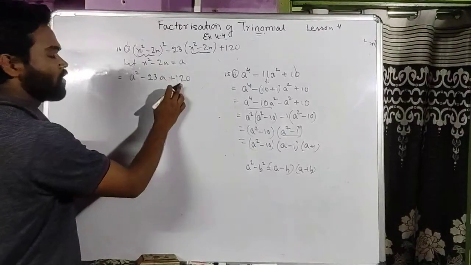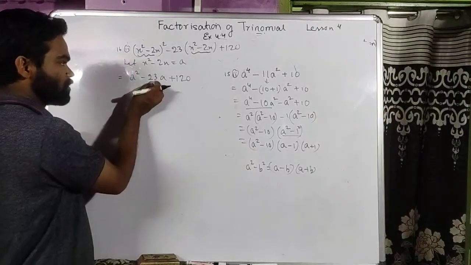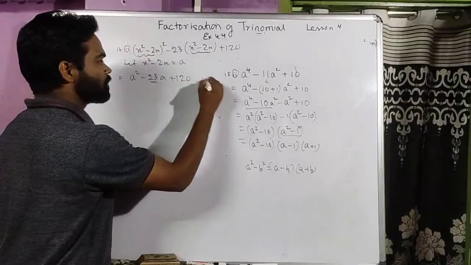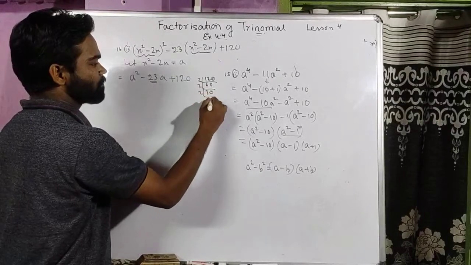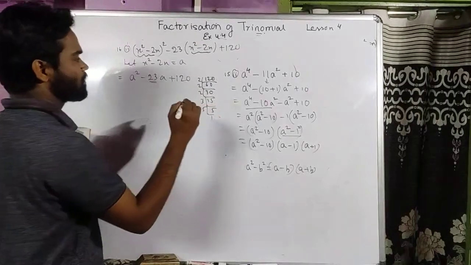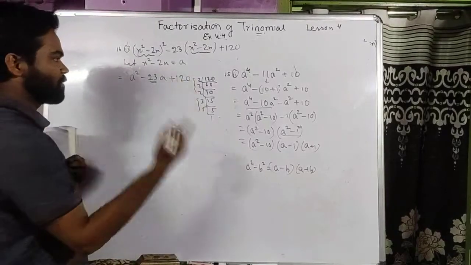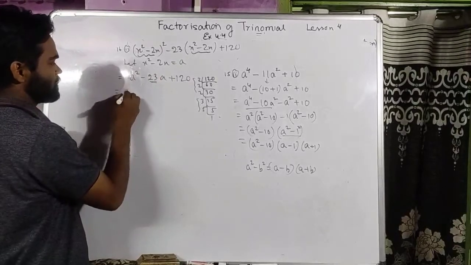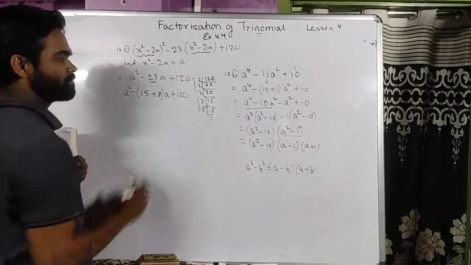Now we find the factors of 120 and we'll arrange them in such a manner that the sum of two numbers should be 23 and the product should be 120, because 1 times 120 is 120. So let us see what we can get. Now look carefully, 15 and 8. 15 plus 8 gives you 23 and 15 eights give you 120. So I can write this as a square minus (15 plus 8)a plus 120.